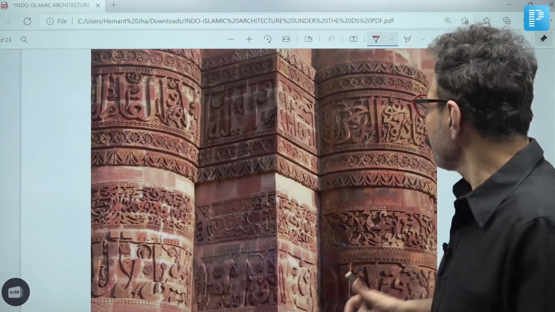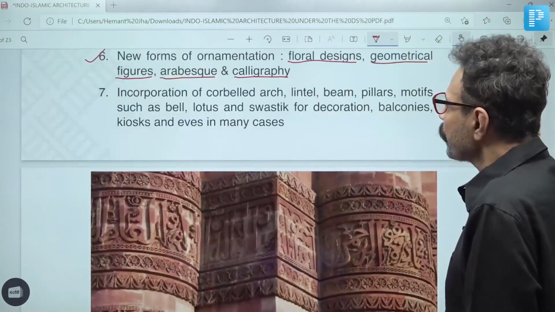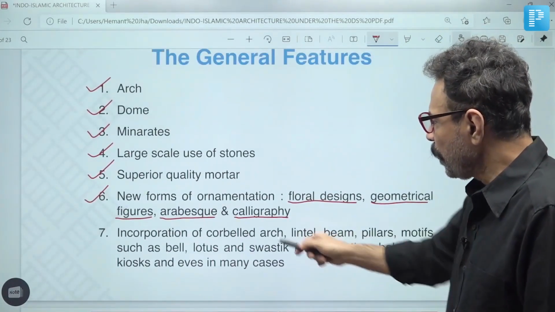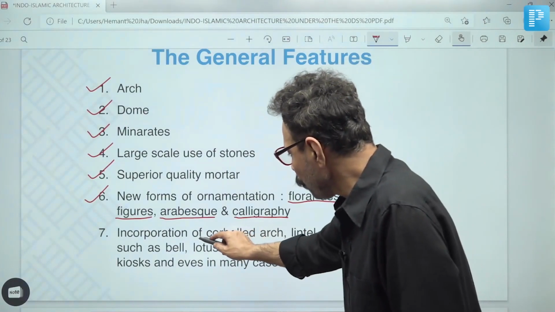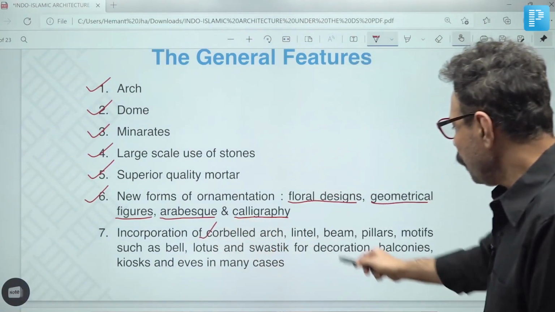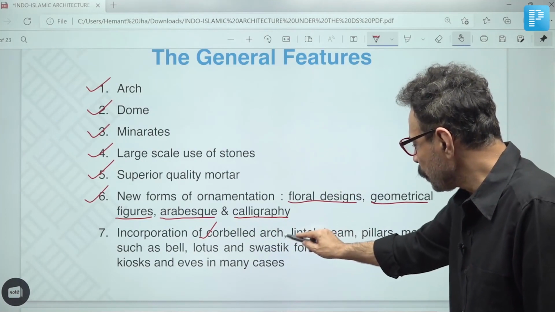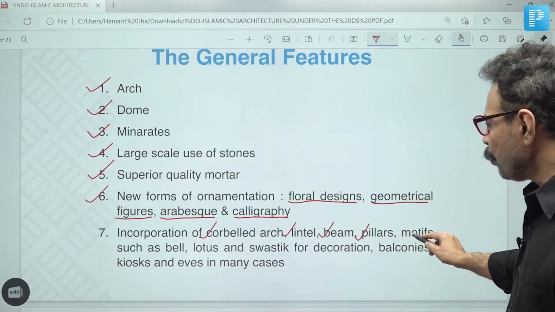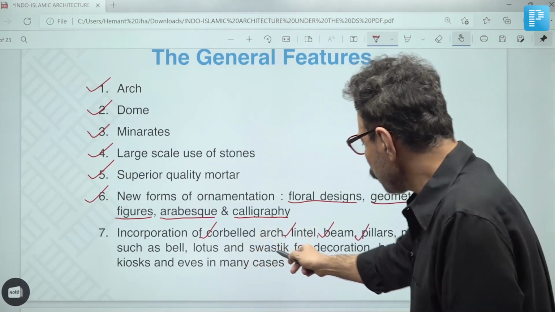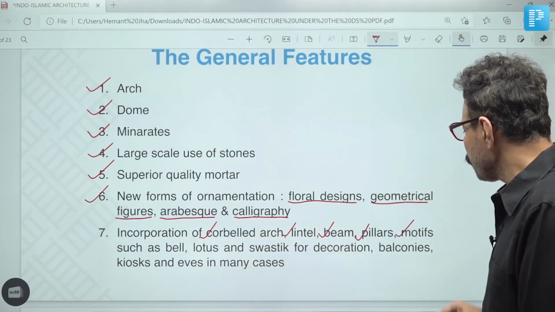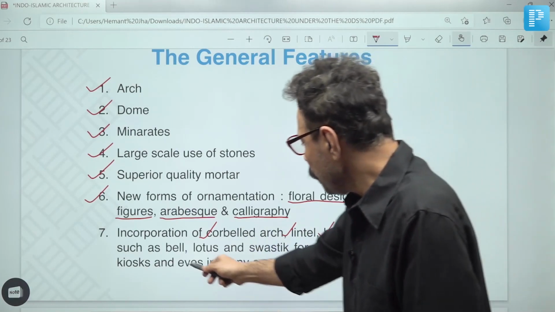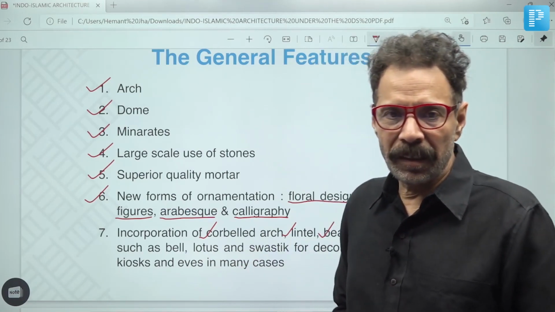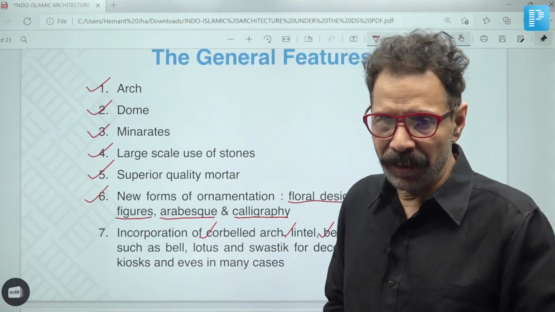And the next feature is incorporation of corbelled arch. I have discussed the concept of corbelled arch in the previous lecture. Lintel, beam, pillars, these concepts I have discussed under the subject trabeate. And motifs such as bell, lotus and swastik for decoration, I have discussed. Balconies, kiosk and eaves in many cases, I will be discussing somewhat later in this lecture.